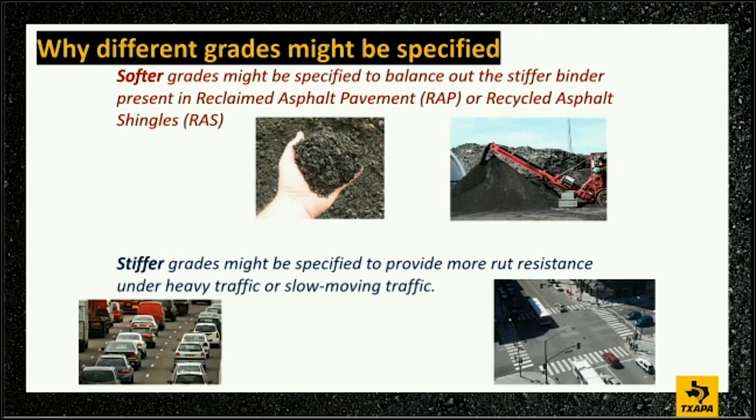Okay. So why different grades? Here's a softer grade. Why do we want to soften it up? It's because we're going to add stiffening. We're going to add RAP and RAS, which is going to stiffen the material. We just know that through oxidation, that recycled material is going to stiffen the actual mix design up a little bit. So we might want to soften it so that RAP and RAS react with the material to be able to give us a good binder grade.